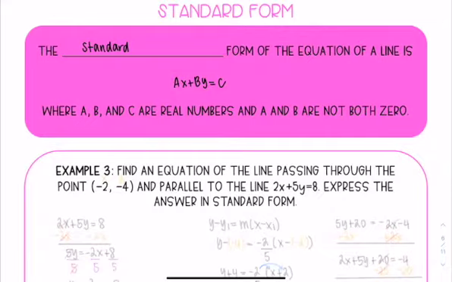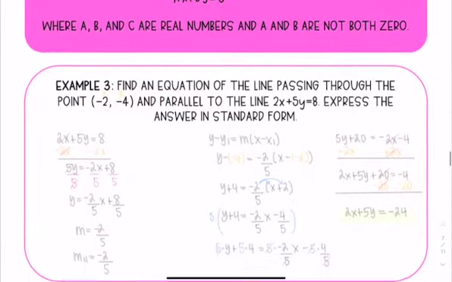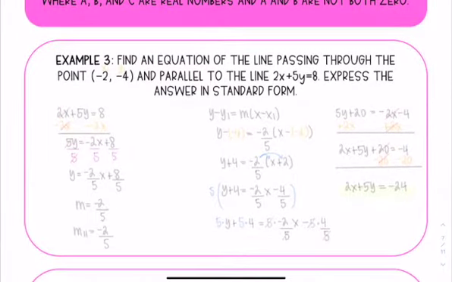So let's go ahead and find an equation of the line passing through the point -2, -4, and parallel to the line 2x plus 5y equals 8. We're going to express the answer in standard form. So the first thing we need to do is look at the line 2x plus 5y equals 8 and figure out the slope. So I'm going to go ahead and turn this into slope-intercept form.